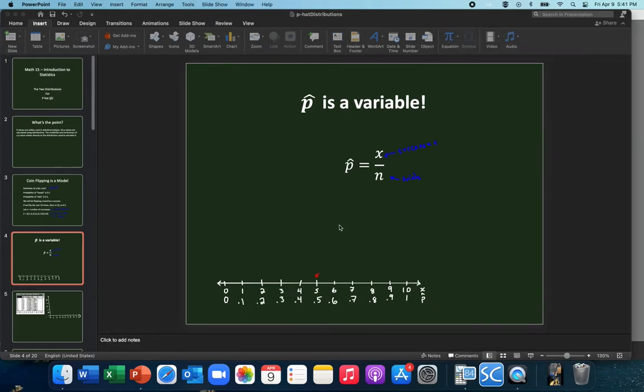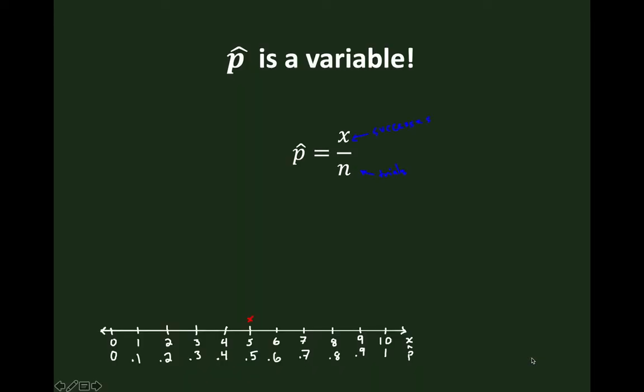Notice that when we do the simulations, or when we flip the coin 10 times and we repeat that process, the value of p-hat is changing, it's varying. If I continue to do this simulation, or in other words, if I flipped my virtual coin over and over again, these x's would start stacking up, and I would start to get an idea of what the shape of that distribution might look like.